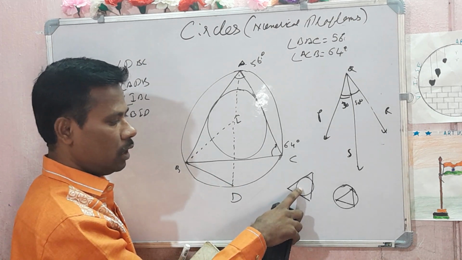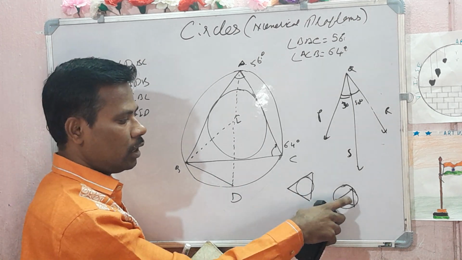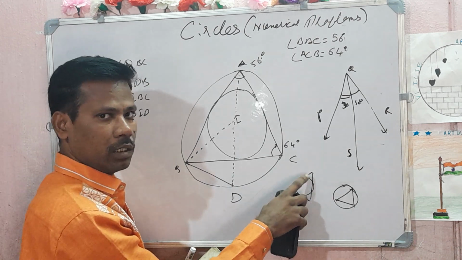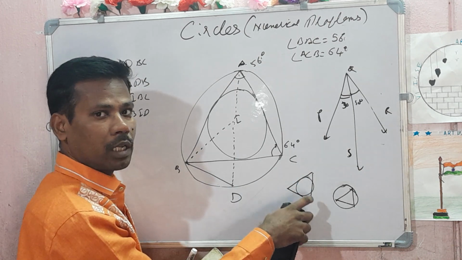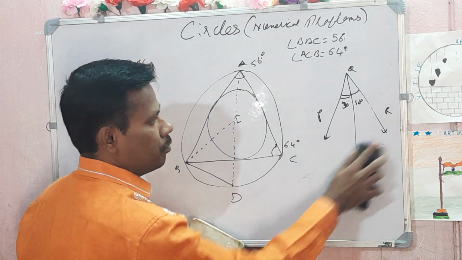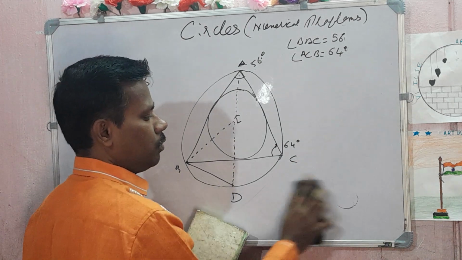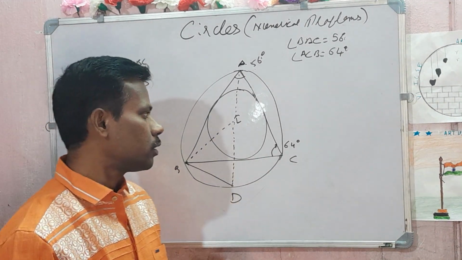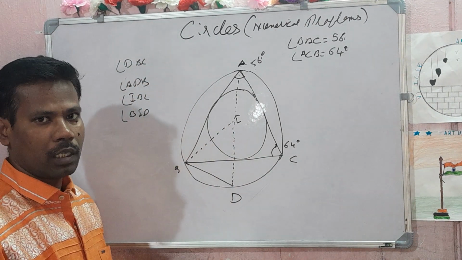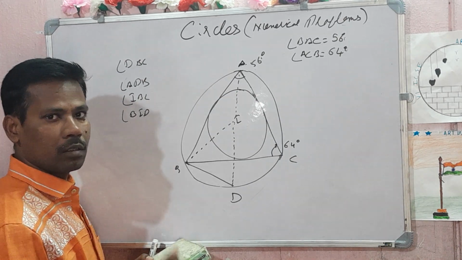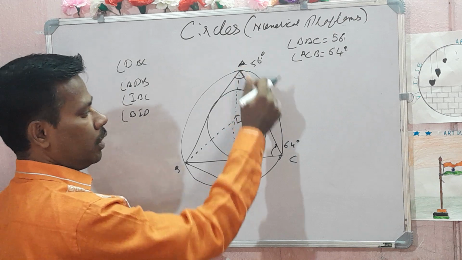So next, circumcircle and incircle. Incircle means the circle lying inside the triangle. Circumcircle means the circle lying outside the triangle. These are the basics. Before doing this problem, you should know these basics. And the sum of the angles of a triangle is always 180 degrees. Sum of the angles of a triangle, you know already, 180 degrees. That's it, and let us solve this problem.